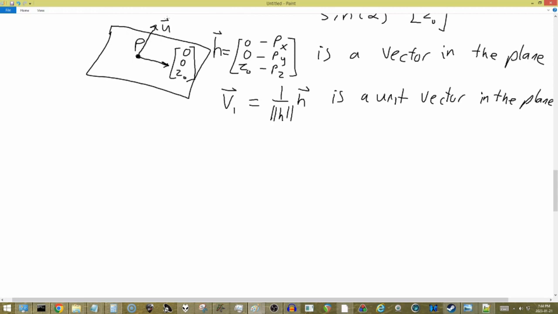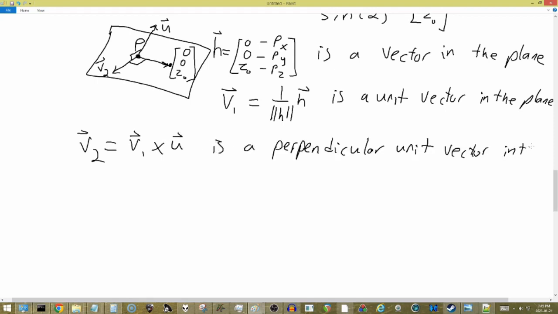Any vector that's perpendicular to u is in the plane. We want a vector that's perpendicular to both of these vectors. So the obvious thing here is to take the cross product. v2 equals v1 cross u is perpendicular in the plane. Okay, so now given these two unit vectors, we find the equation of the circle of equal altitude.